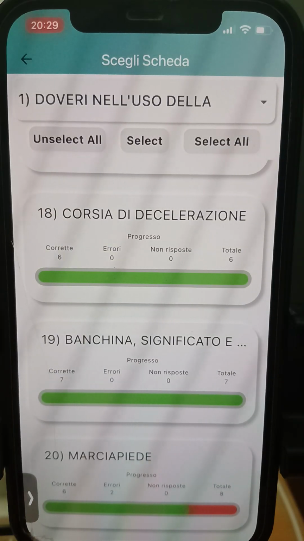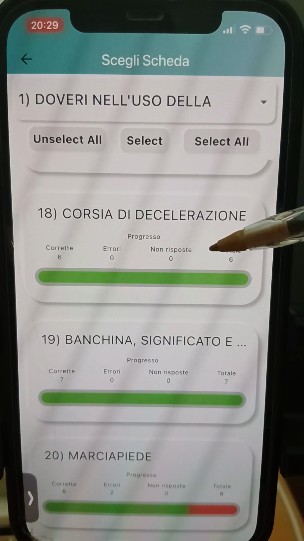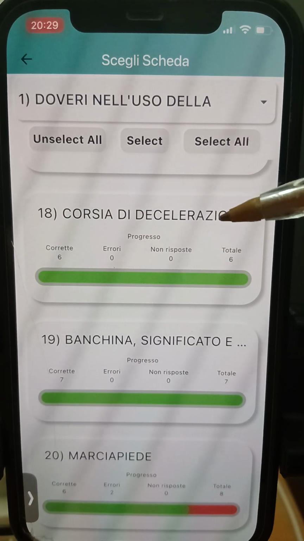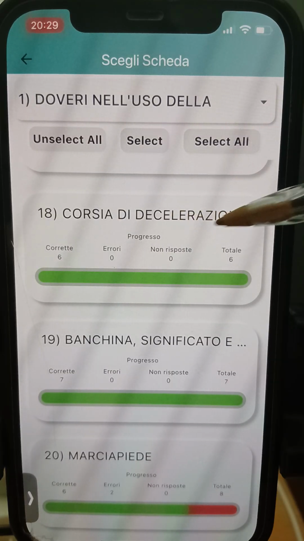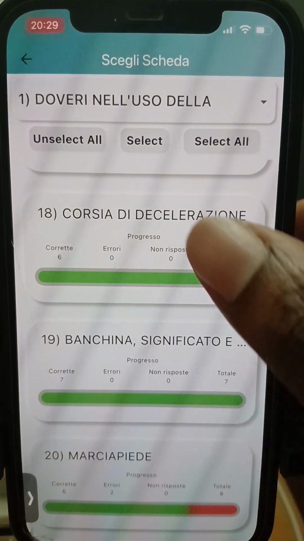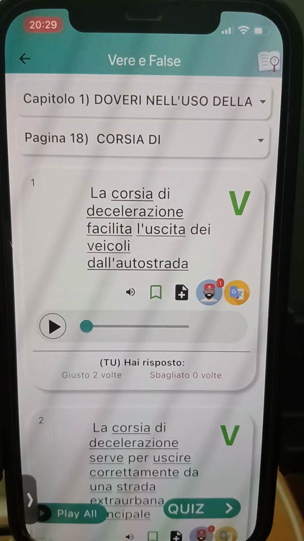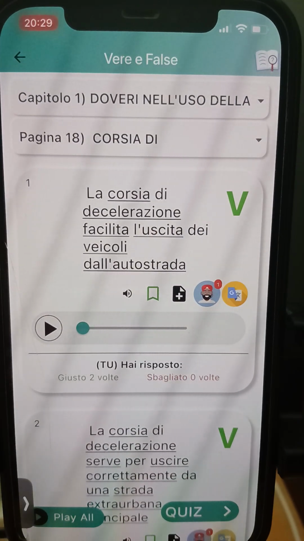So the next one will be treating corsia di decelerazione. Don't forget that the first one just now is corsia di accelerazione, which is used to enter the highway. This one is decelerazione, which is the deceleration, the one you will use to go out from the highway. Both of them are saying the same thing. One is to enter and the other one is to go out.